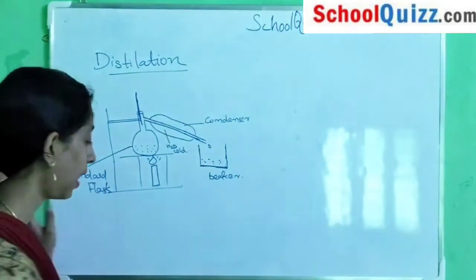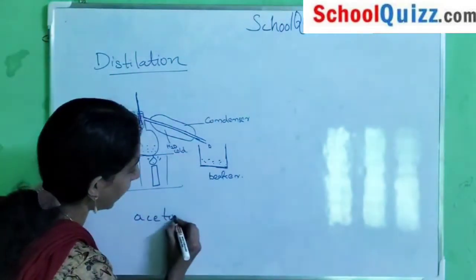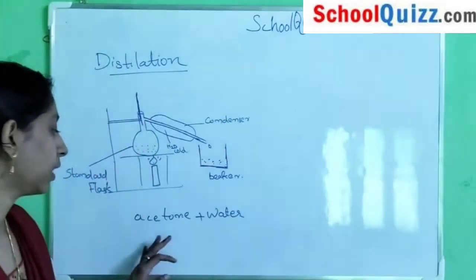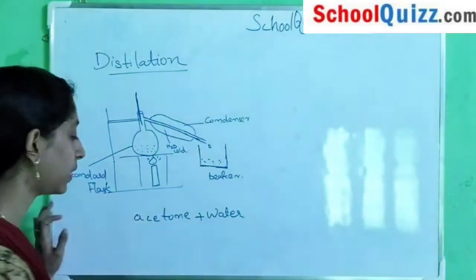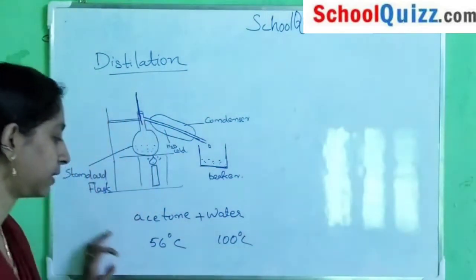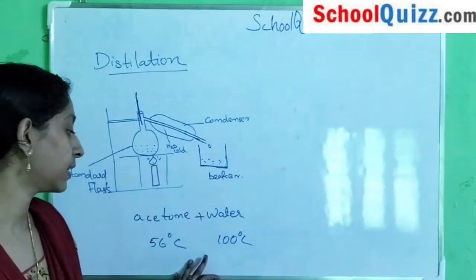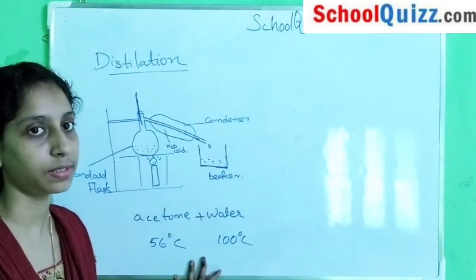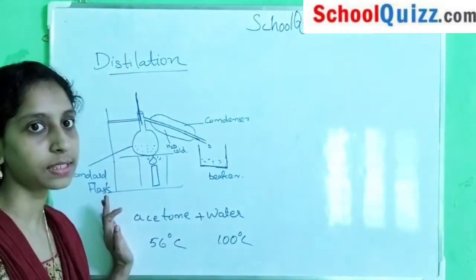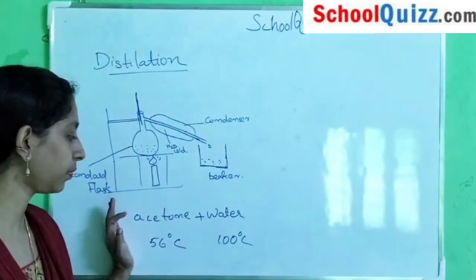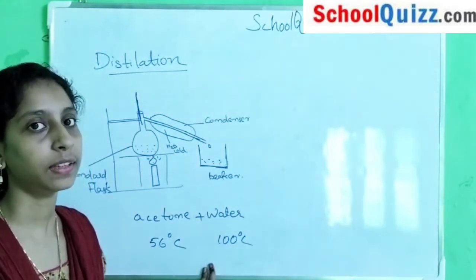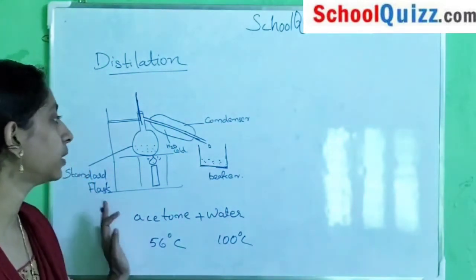Here we take an acetone and water mixture. The boiling point of acetone is 56 degrees Celsius and water is 100 degrees Celsius. There is a sufficient difference in their boiling points, so such mixtures can be separated through this process. This is a simple and low cost process, but we can only use mixtures that have a sufficient difference in their boiling points.